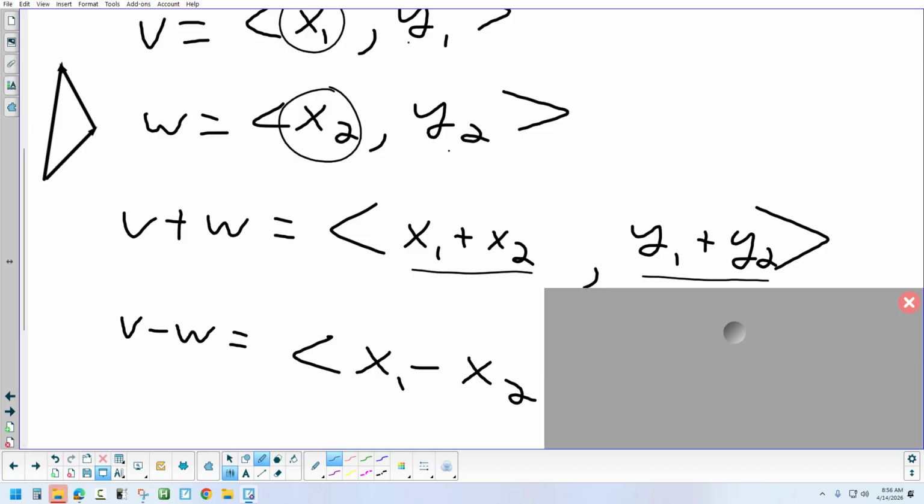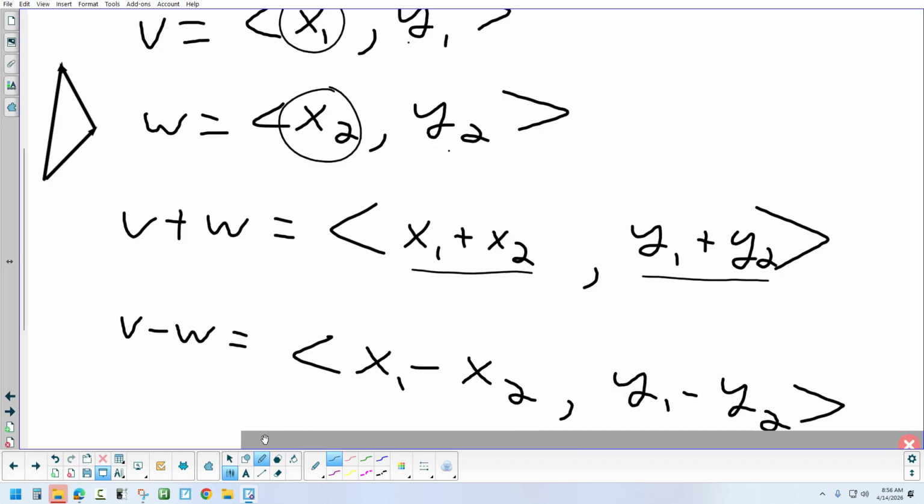And Ethan, how about the formula for the vertical component of v minus w? y1 minus y2. Would it make a difference if I did y2 minus y1? Yes, right? Because subtraction is not commutative. So when you are doing subtraction, make sure you follow the order that they give you. The component from v comes first, component from w comes second. With addition, no, it doesn't matter. We saw that yesterday.